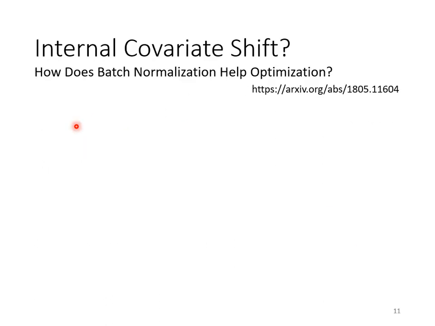Okay, the next question is about batch normalization. Why is it helpful? In the original paper discussing batch normalization, the author came up with a concept called internal covariate shift. The term covariate shift already exists, but internal covariate shift, I think, was invented by the author of the paper. He believed that when one trains a network, the following problem will occur.